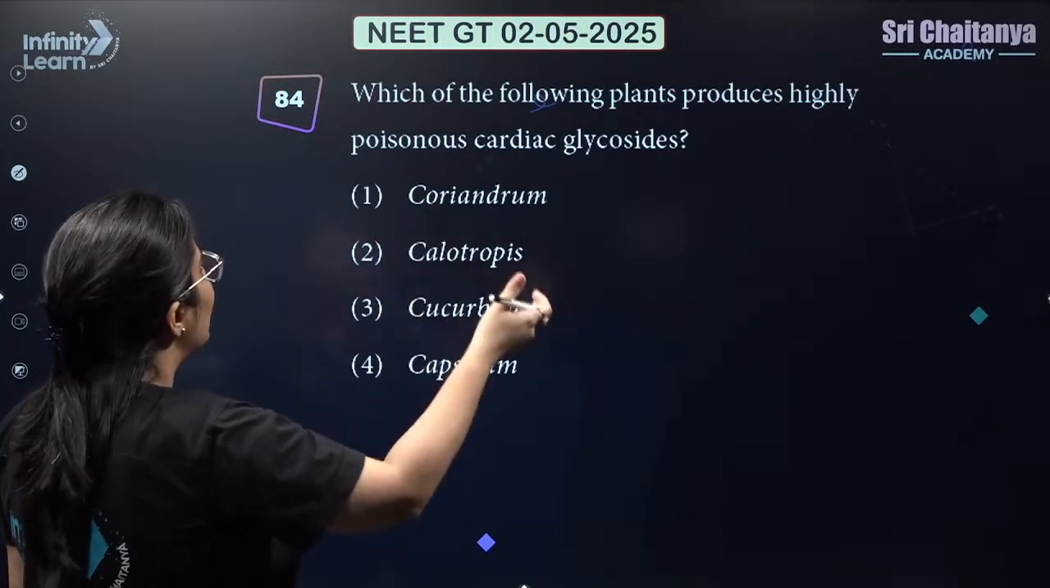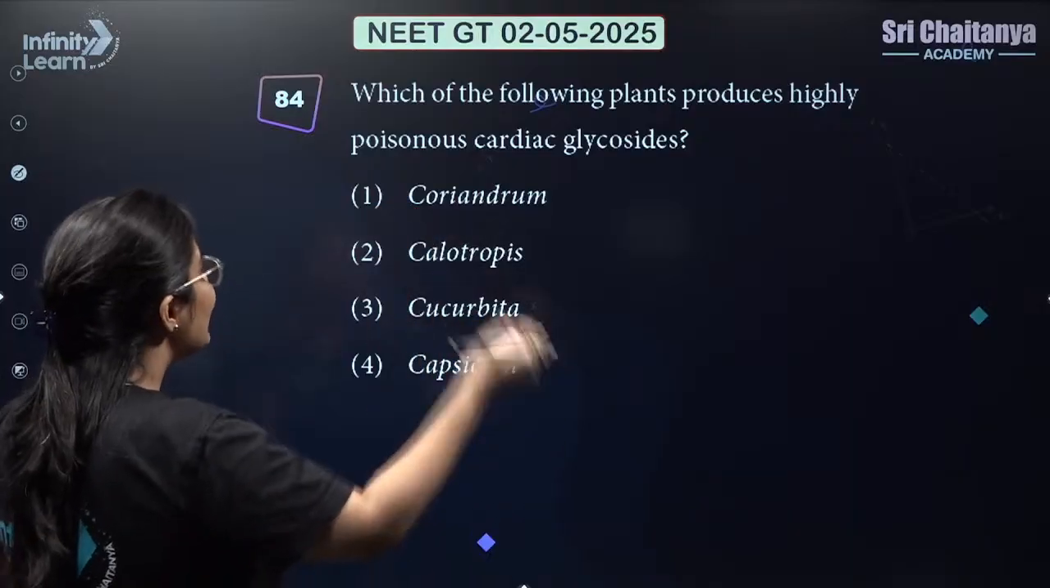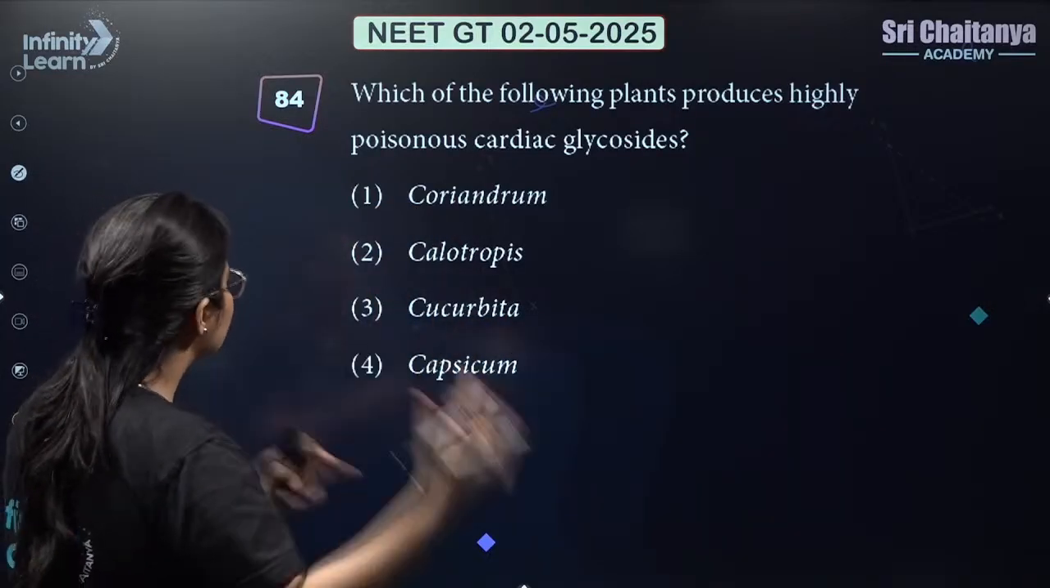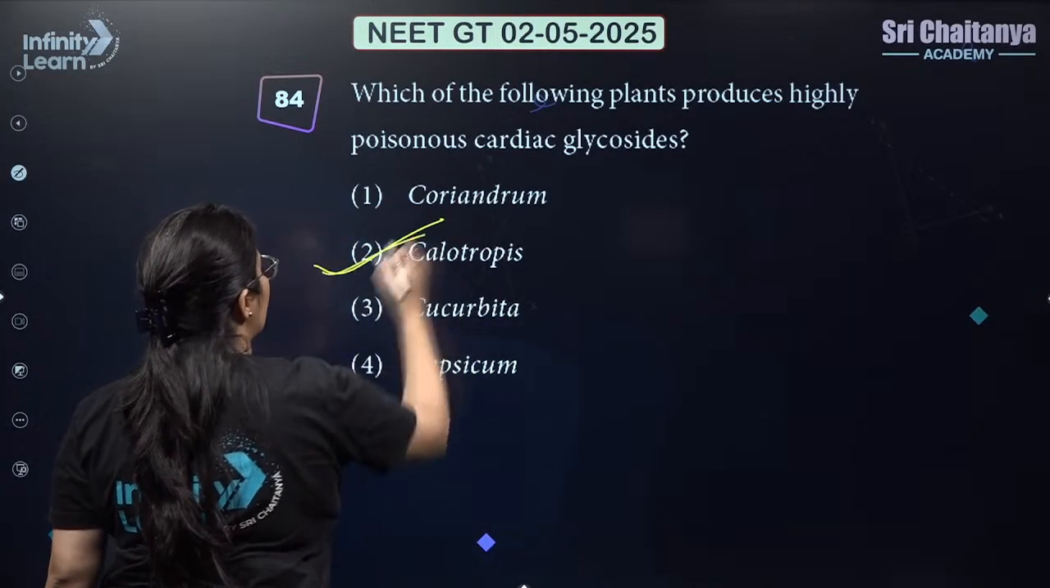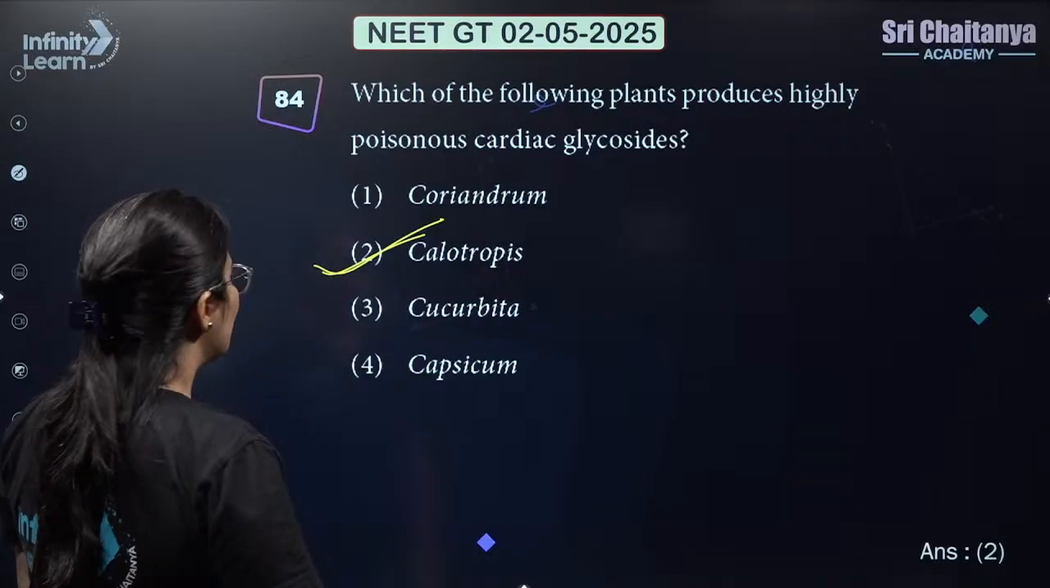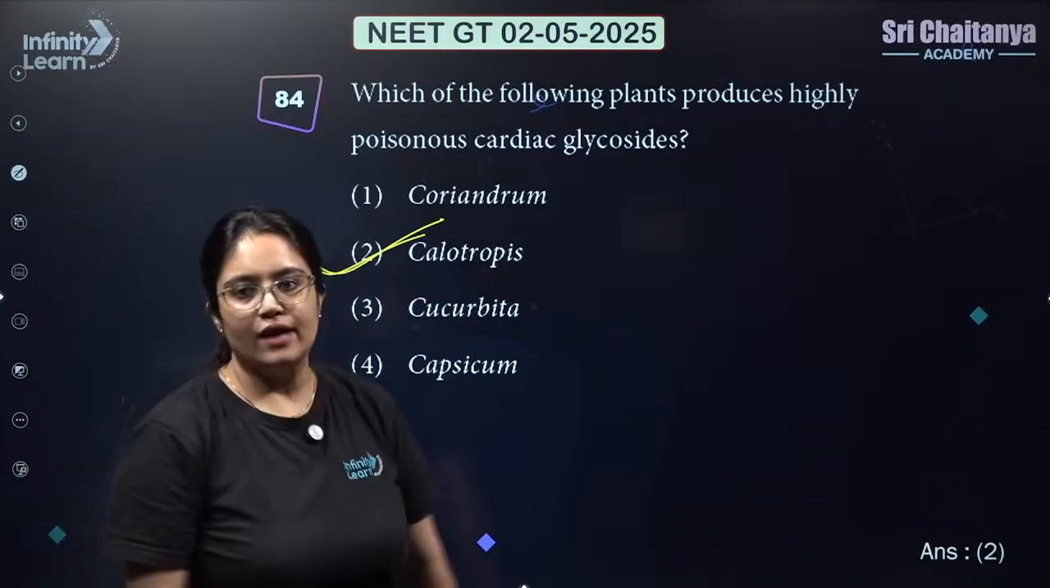Which of the following plants produces highly poisonous cardiac glycosides? Very obvious, Calotropis. So your correct answer is 2, my lovely kids, that is Calotropis.